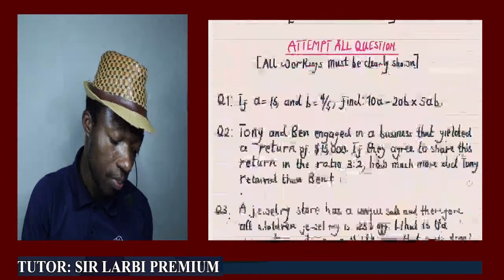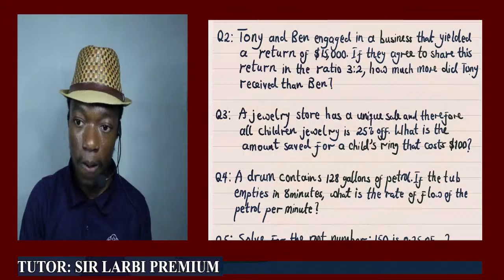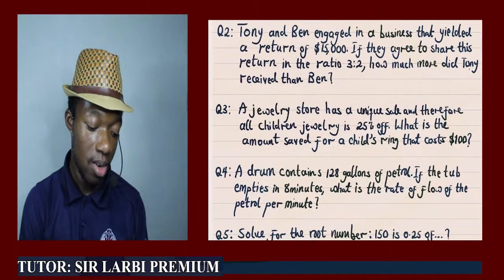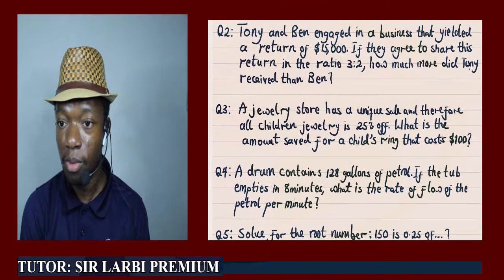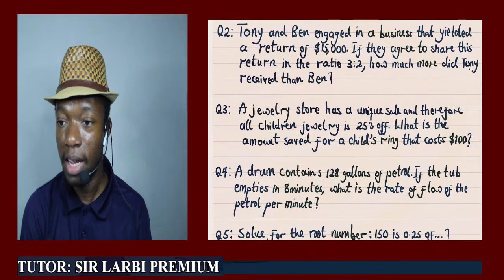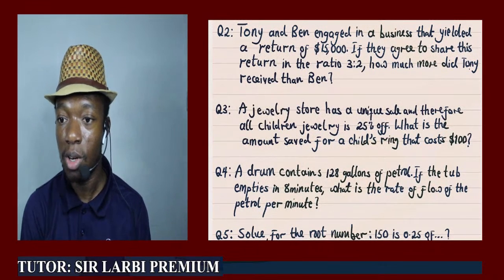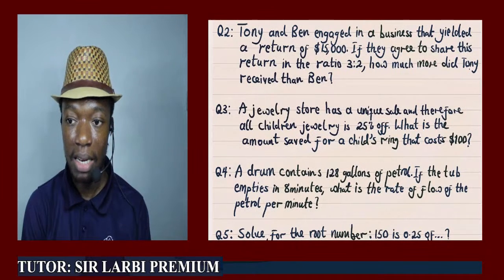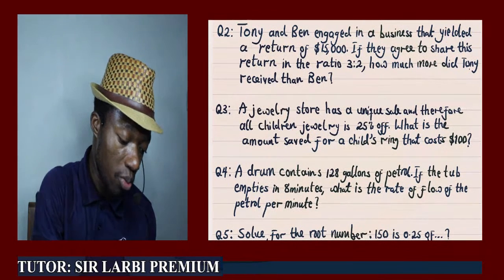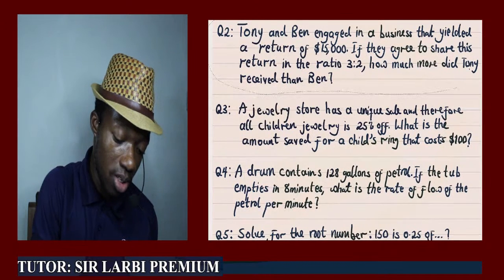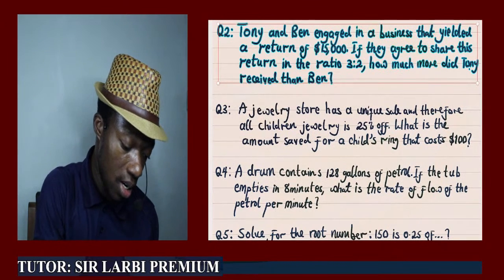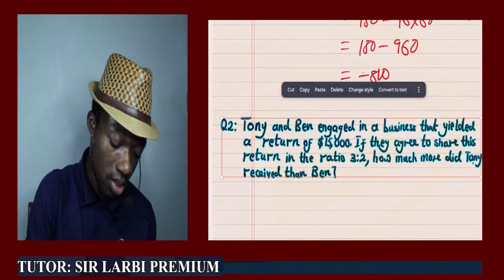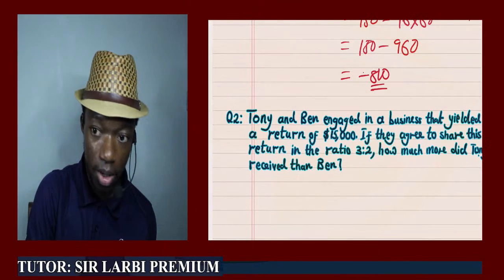Now question two. We have Tony and Ben engage in a business that yielded a return of 15,000. Okay, let me read from here. It goes on to tell us that if they agree to share this return in the ratio of 3:2, how much more did Tony receive than Ben? So this is actually a ratio and proportion question that we have. Let me also do the same thing, copy from here, bring it up here. So we have a transaction between two parties, and this is how it goes.